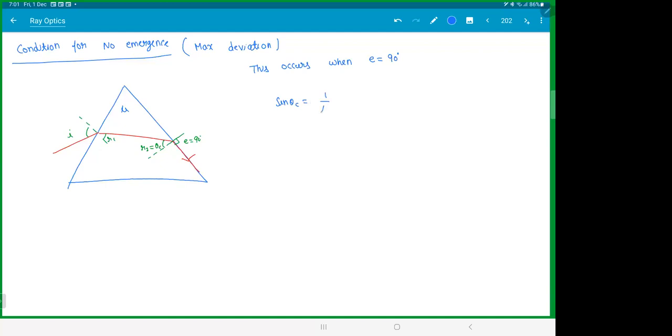Sin theta critical is 1 by mu. We know R1 plus R2 is equal to A. So we get R1 will be A minus theta critical. And from here you can find the value of I. Sin I will be mu sin R1. Sin I will be mu sin (A minus theta critical). So I max will be sin inverse of mu sin (A minus theta critical).